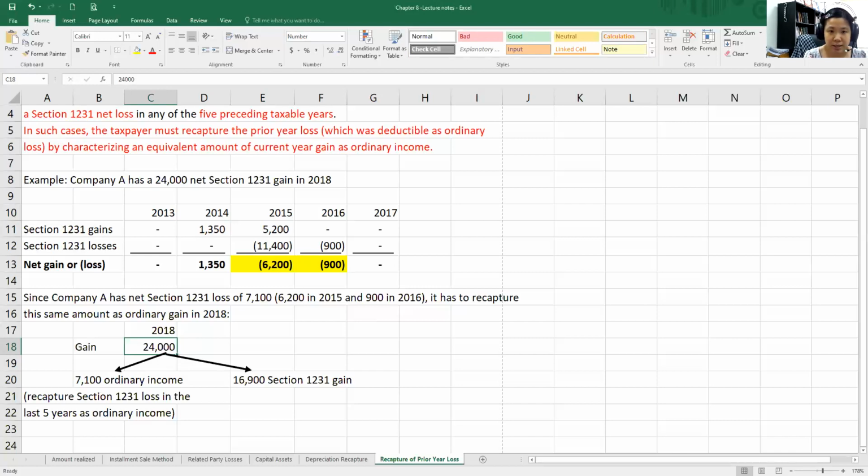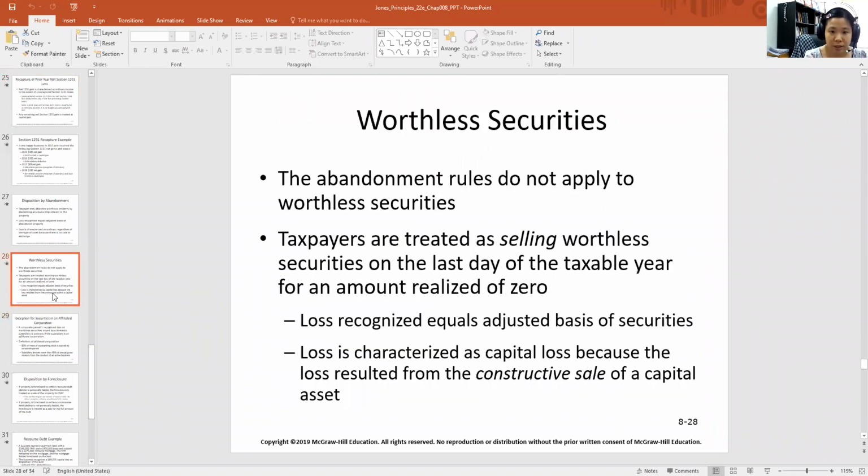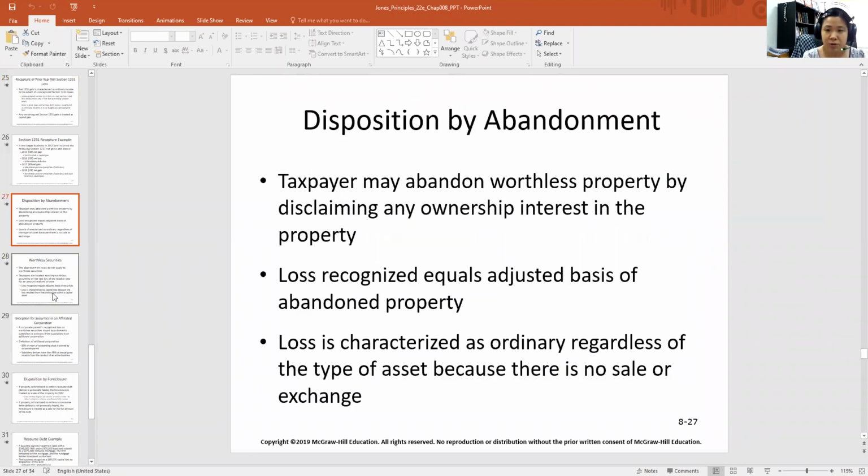Okay, now let's continue. So let's look at disposition by abandonment. The taxpayer may abandon worthless property by disclaiming any ownership interest in the property. We learned that there are three ways that we can dispose of property: by selling it, exchanging it, or abandoning it. Abandon means we throw it away. We don't need it anymore.